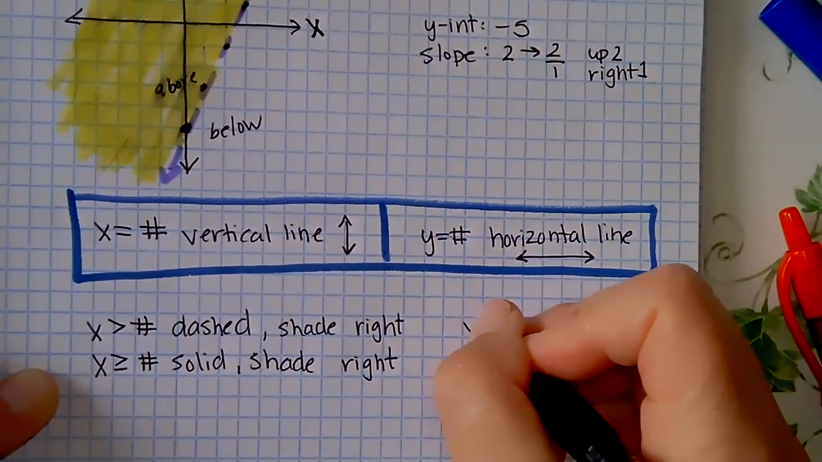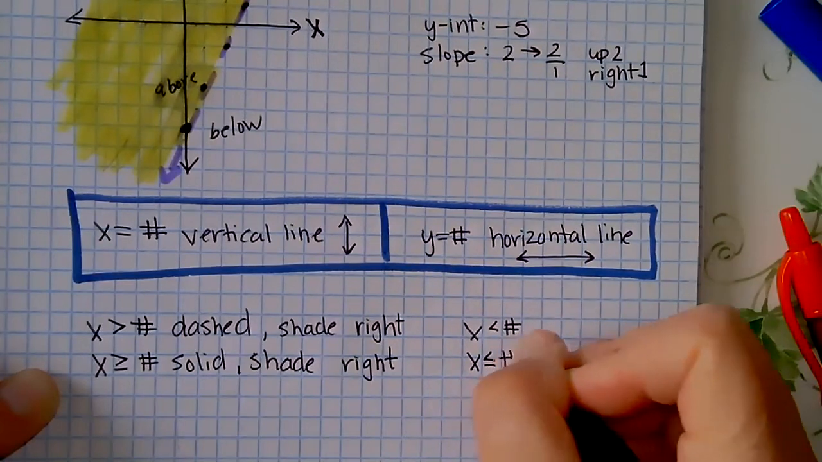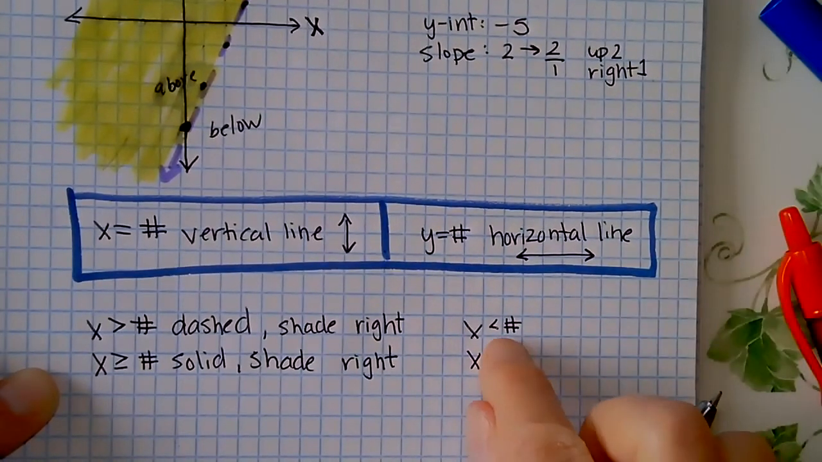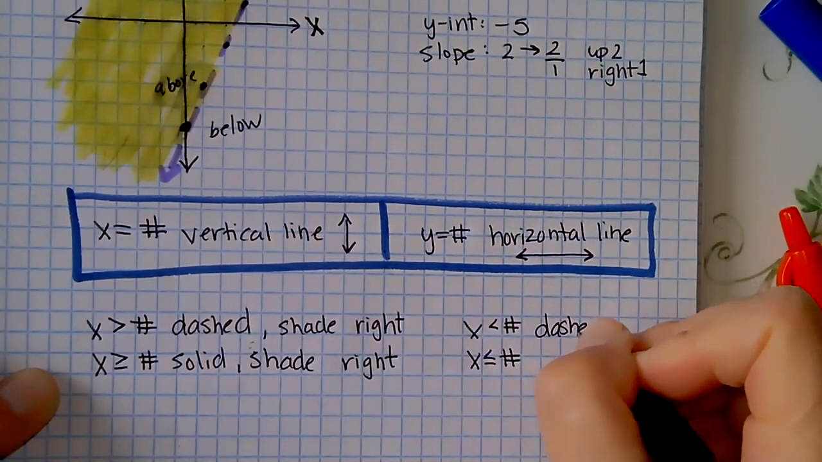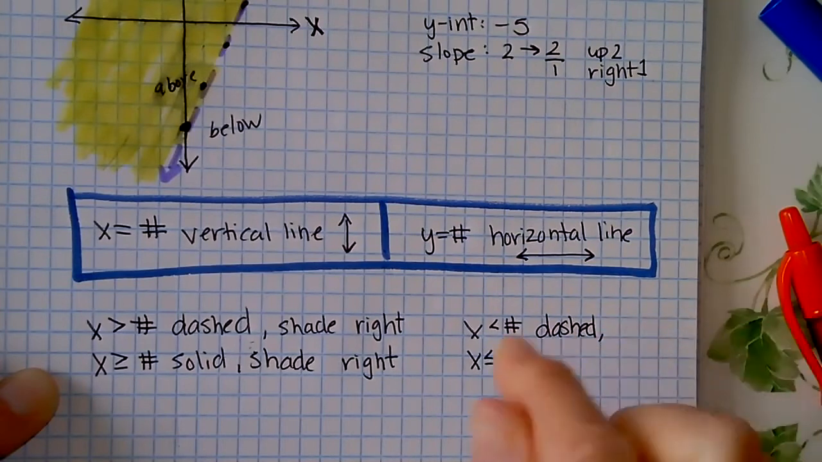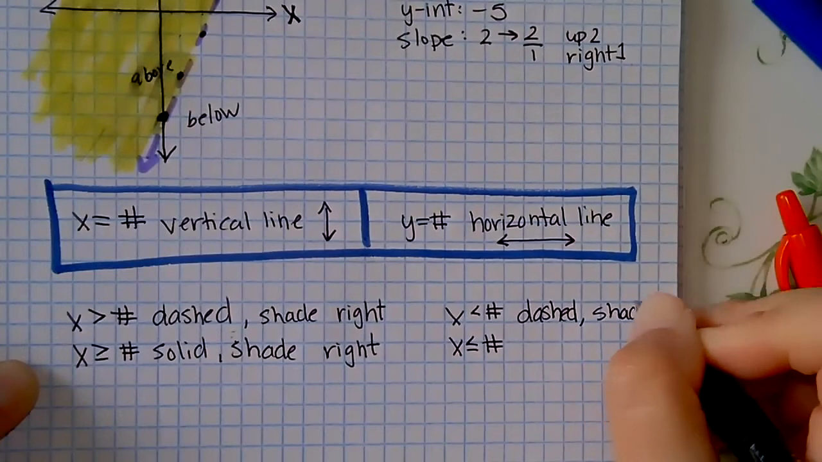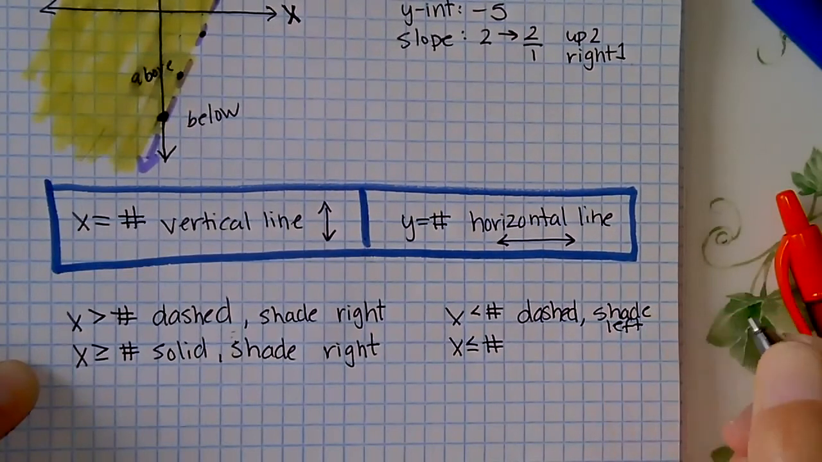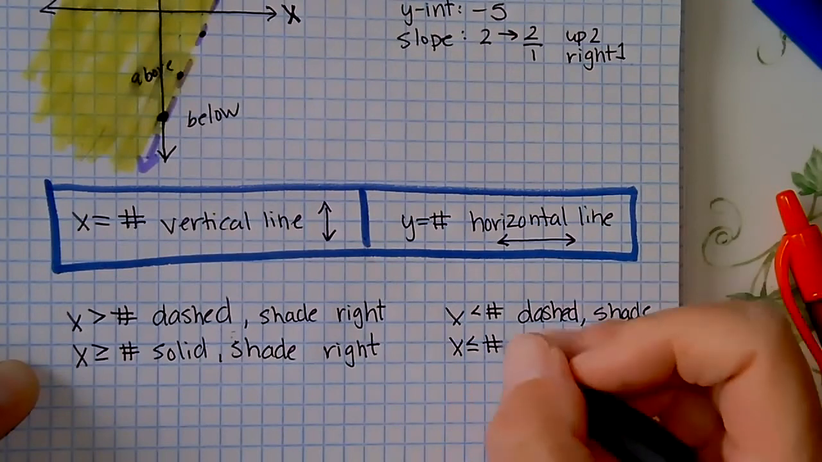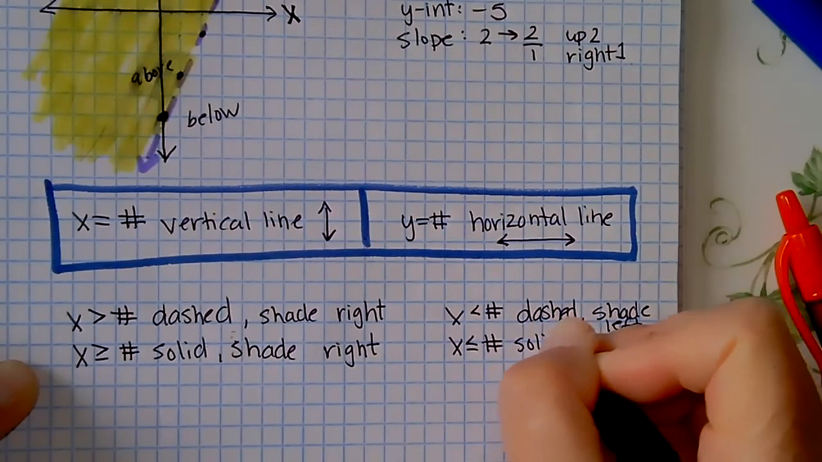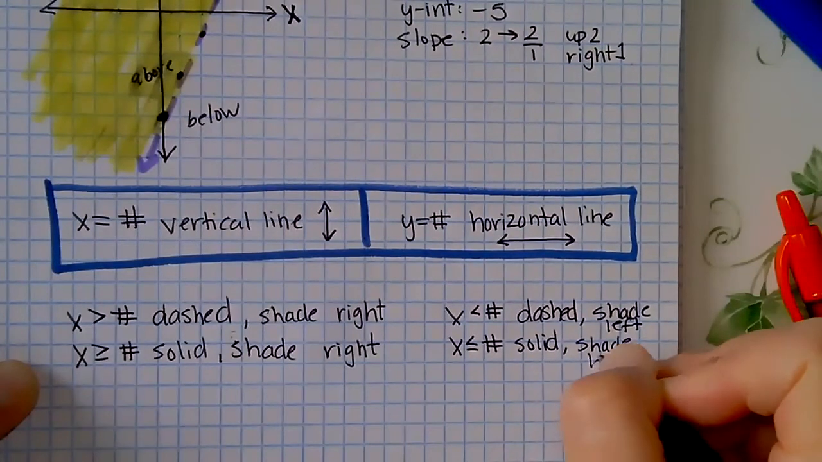Now, if I have x is less than a number, or x is less than or equal to a number, okay, x is less than, again, dash, because you don't have that sign underneath, you don't have the equal, the line underneath. Less than, I'm going to shade left. Now here, if it is x is less than or equal to a number, it's going to be solid. And I'm going to shade left also.